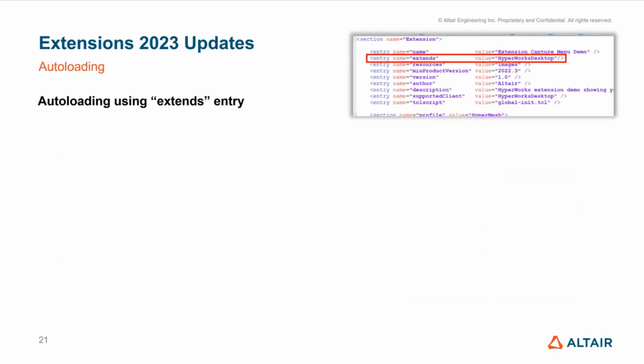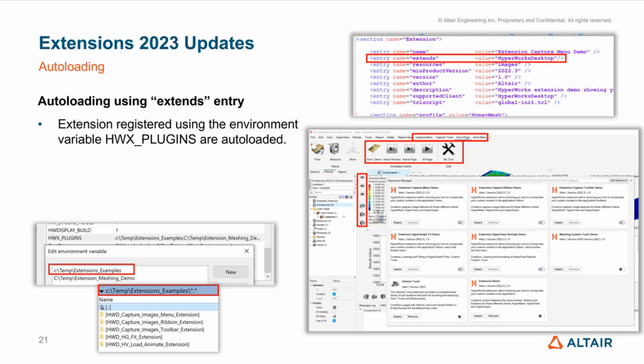Auto loading is now introduced via the extend entry in the root extension XML file. Extensions registered with the environment variable HWX plugins are auto-loaded. Here is an example. I have my environment variable HWX plugins, and I have two directories added to it. The first one, as you see, has 5 extensions, and each of these extensions has the extend key entry in it and will be auto-loaded.